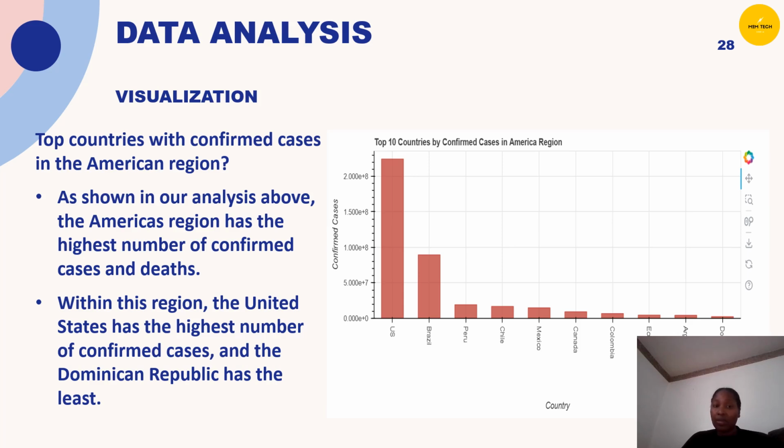So in our analysis above, the America region had the highest number of confirmed cases, and within this region, the United States had the highest number of confirmed cases, and the Dominican Republic has the least number of confirmed cases.